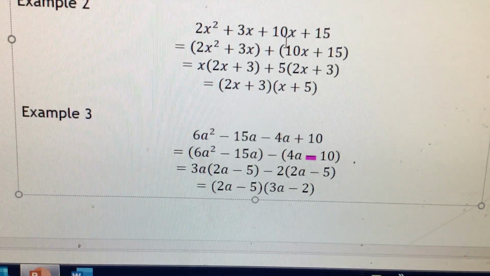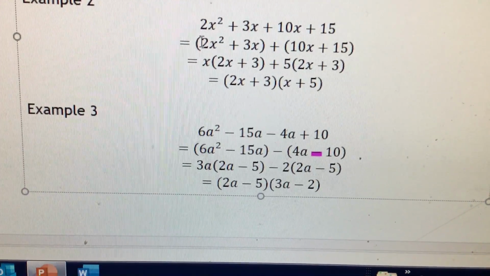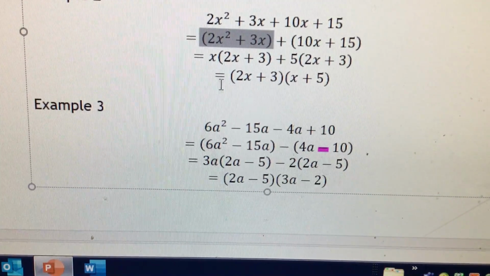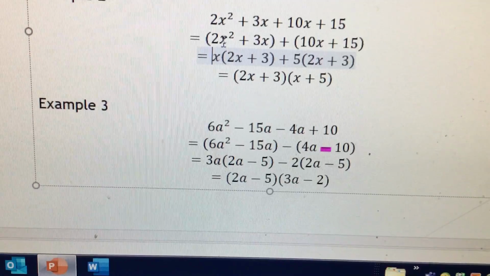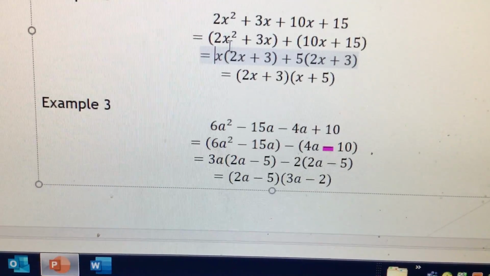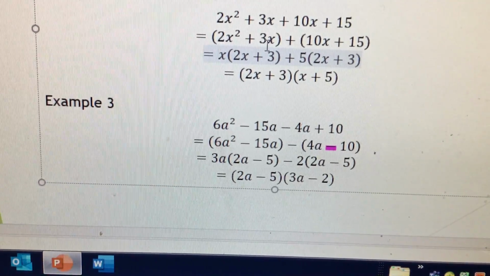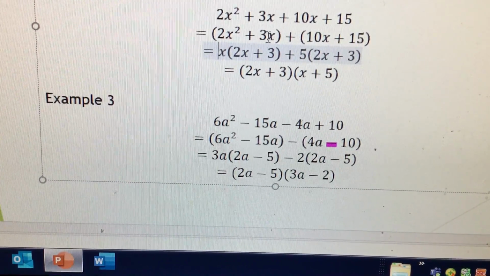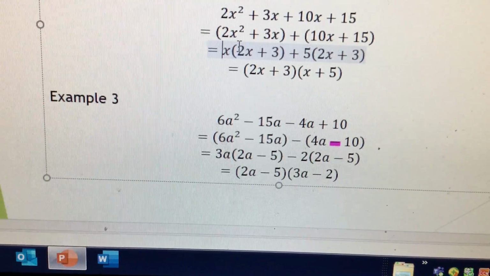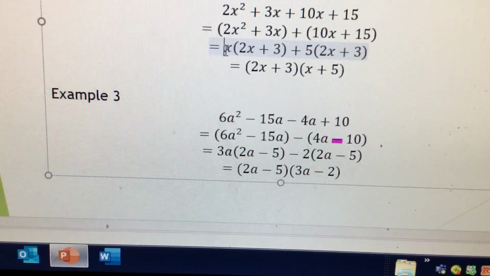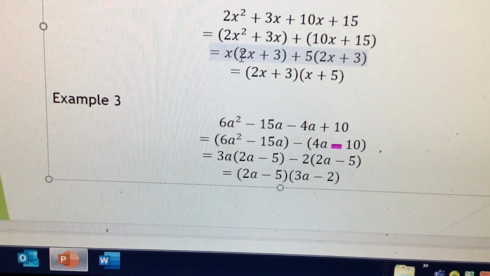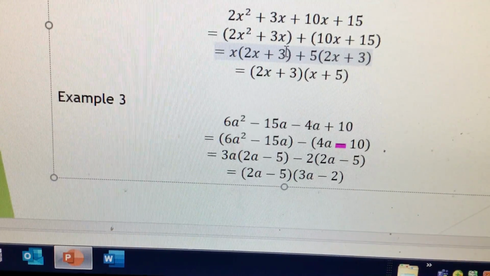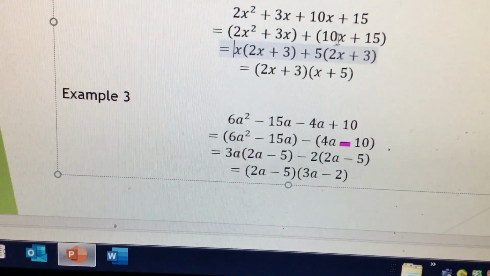2x² + 3x + 10x + 15. So we bracket them again, the first two and the next two. Now if you look at the first bracket, we have x as a common factor because 2x² has an x, in fact two x's, and 3x has an x, so they both have x in common. So take x outside, and then we say x times what will give me 2x², and therefore that should be 2x, and x times what gives me 3x, so that should be just 3.